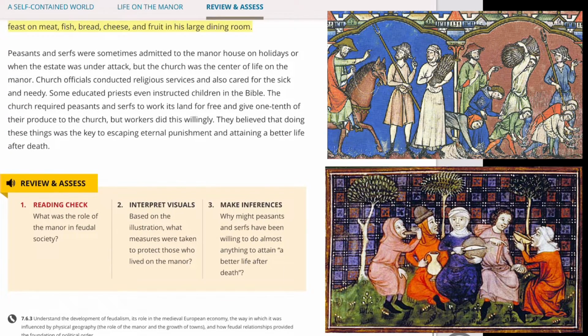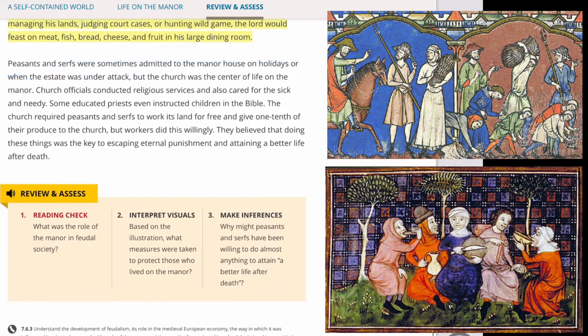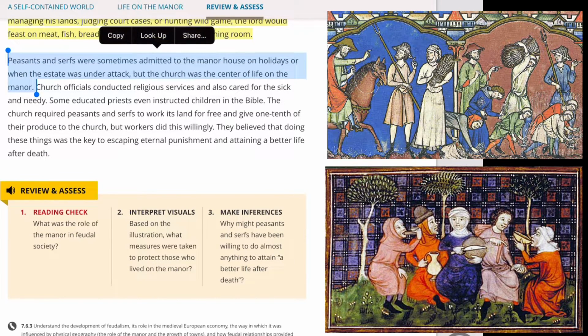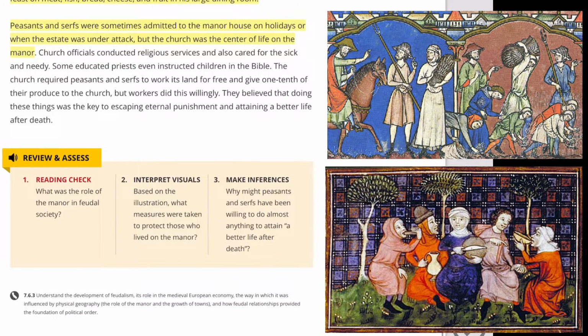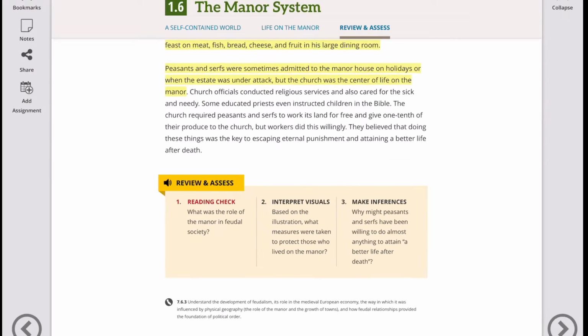Another group of people in the feudal system, or feudal society, are the church officials: the priests, the bishops, and the cardinals. Church officials conducted religious services and also cared for the sick and the needy. Some educated priests even instructed children in the Bible. The church required peasants and serfs to work its land for free and give one-tenth of their produce to the church, but workers did this willingly.